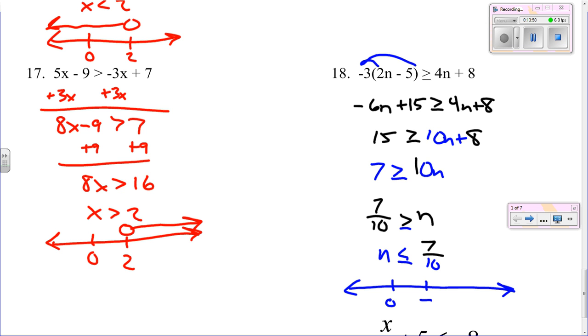Not bad on the number line. Just write 7/10. Close circle, shade left.